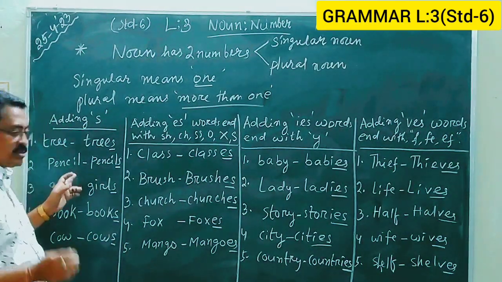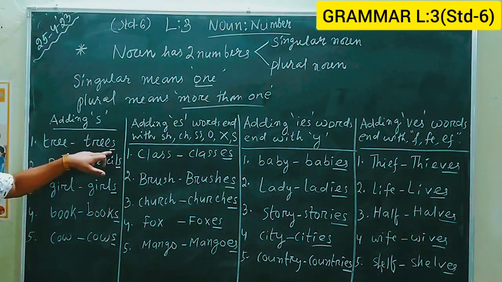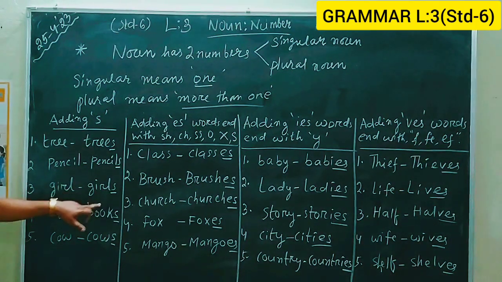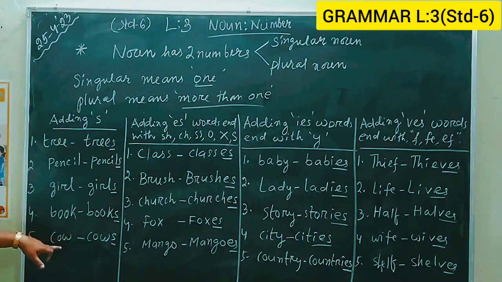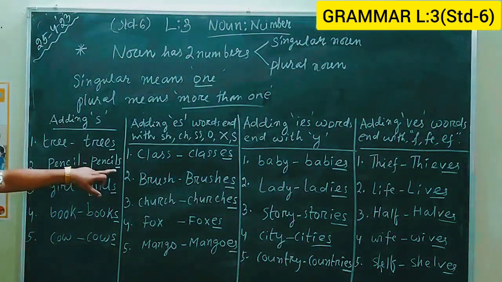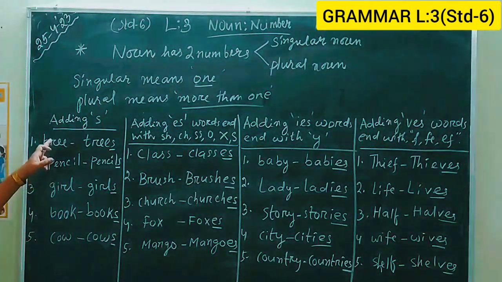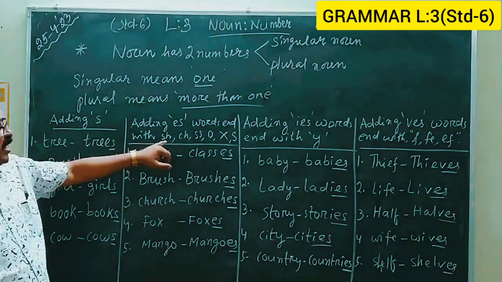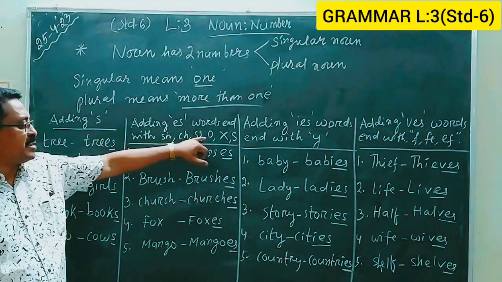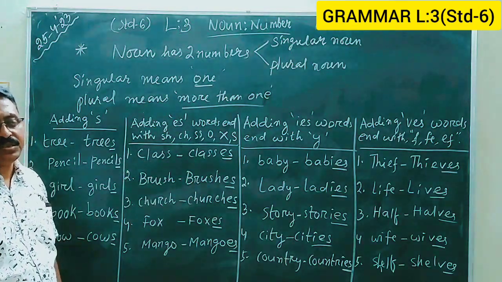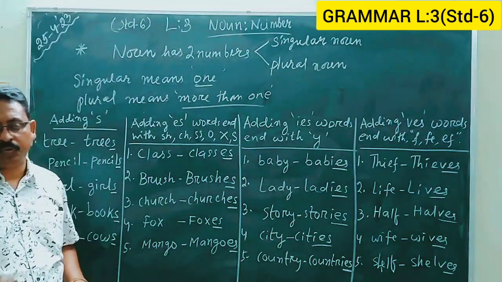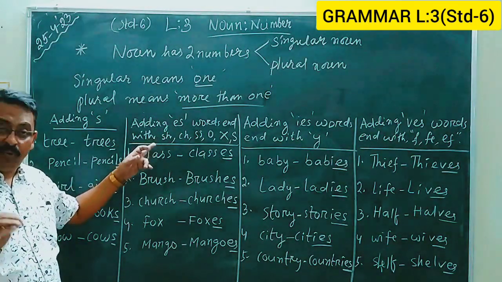Examples: tree, trees; pencil, pencils; girl, girls; book, books; cow, cows. Just I added S, it changes from singular to plural. Now, adding ES. With words ending in S, H, C, H, S, S, O, X, if we add only S, it will not change from singular to plural.